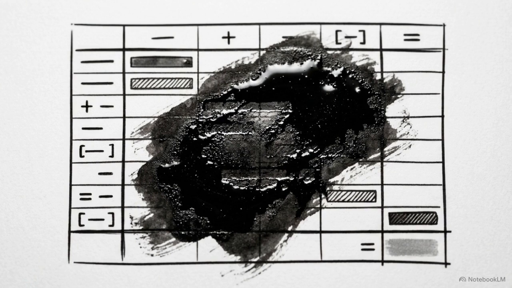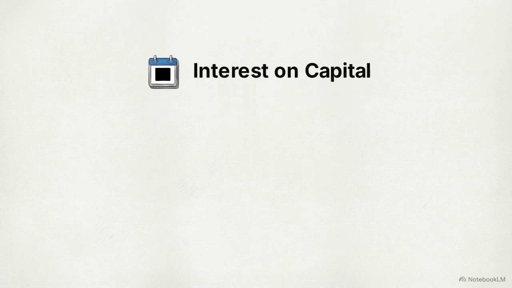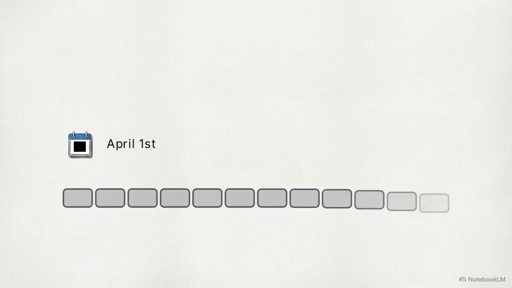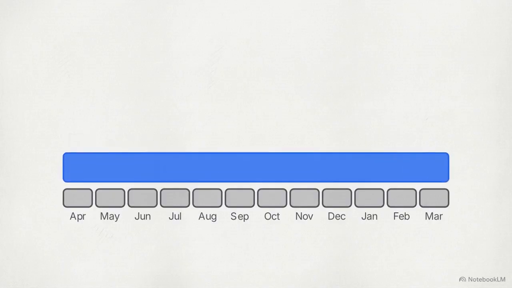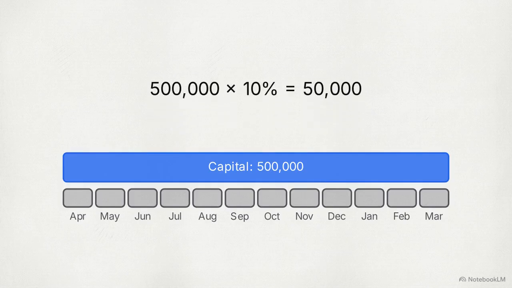the partnership ledger. Interest on capital is strictly tied to time. This horizontal timeline represents a standard 12-month financial year, running from April 1st to March 31st. In a steady scenario, a partner invests $500,000 at the start of the year. If the agreed interest rate is 10%, the firm owes them exactly $50,000 for a full 12 months of use.